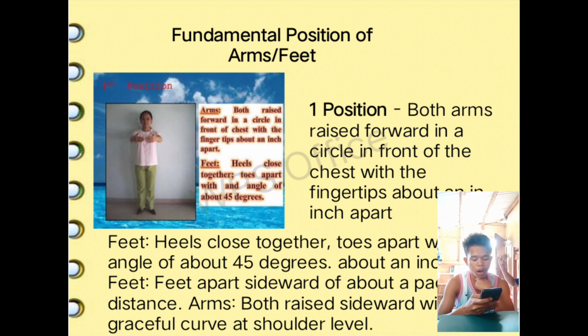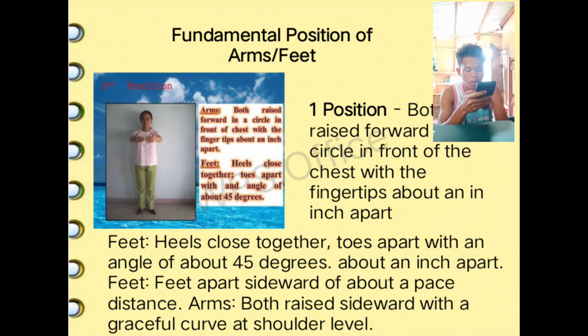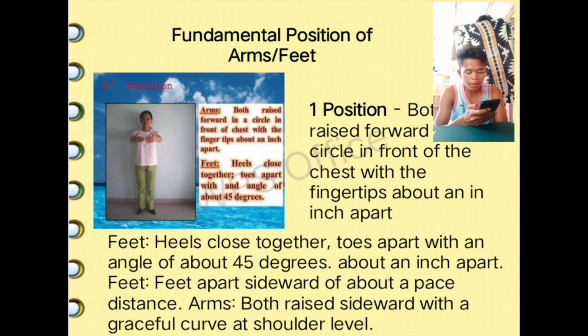Fundamentals, position of arms or feet. Position 1, both arms raised forward in a circle in front of the chest with the fingertips about an inch apart. Feet, heels close together, toes apart at an angle of about 45 degrees, about an inch apart. Feet apart sideward at about a pace distance. Arms both raised sideward with a graceful curve at shoulder level.